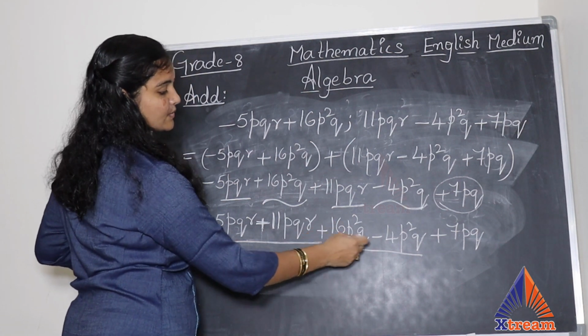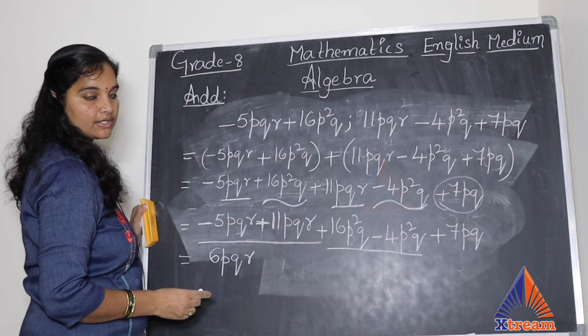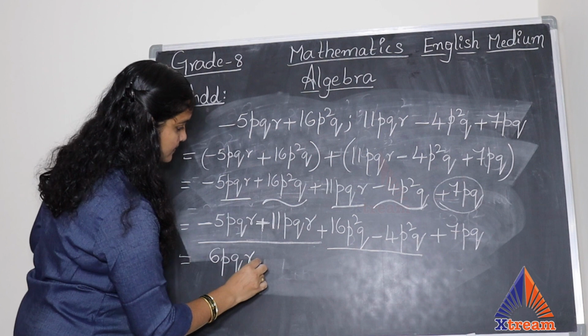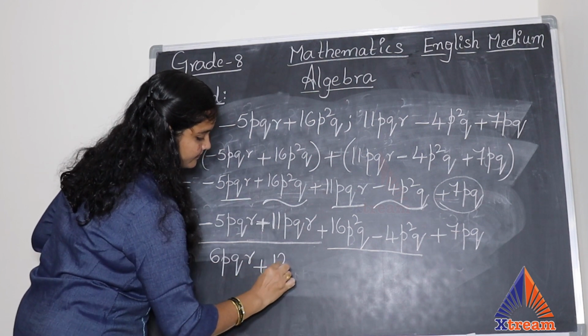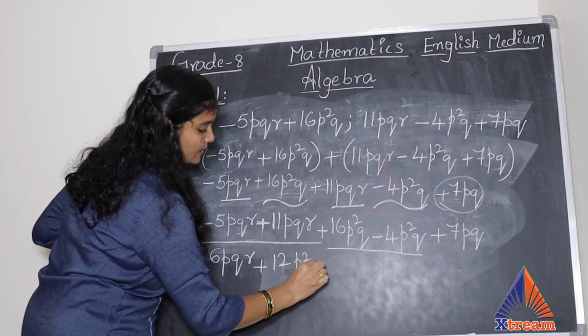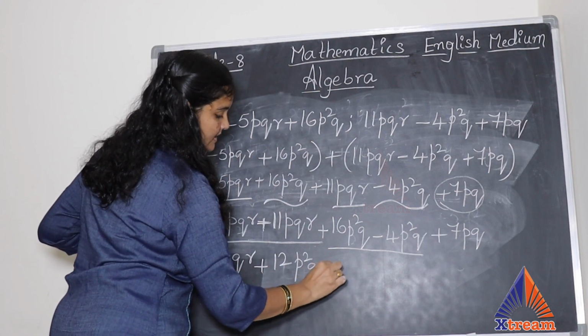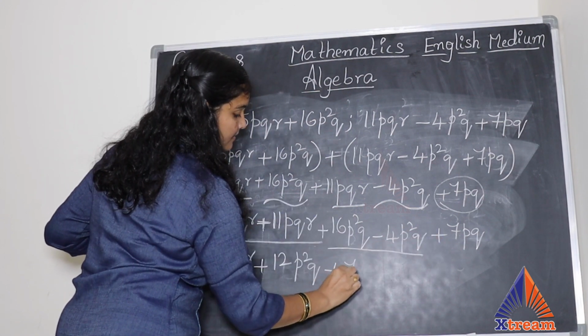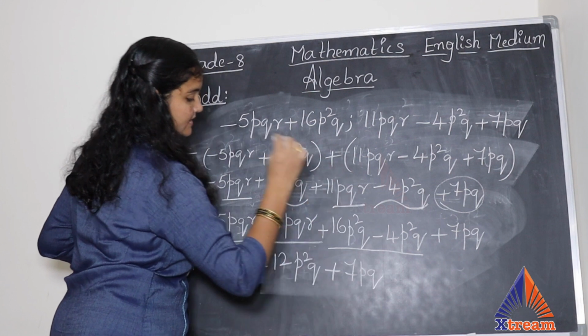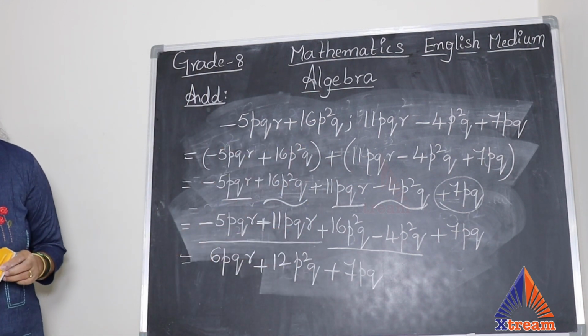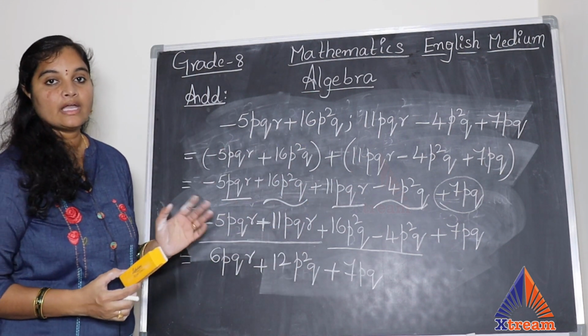Now 16P square Q minus 4P square Q. 16 minus 4 gives us 12. 12P square Q plus, as I told, we'll be bringing it down until we get the answer. So this is our answer for this expression.